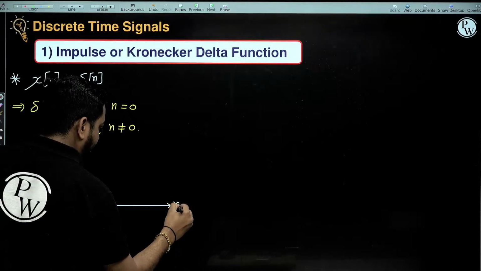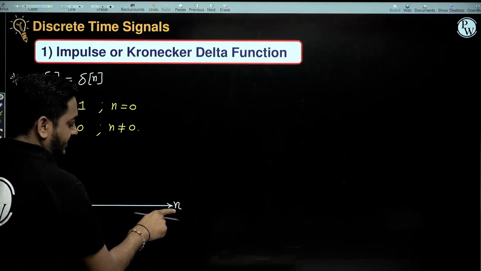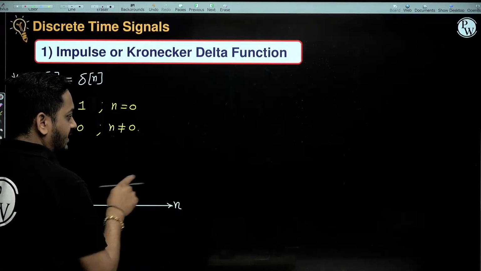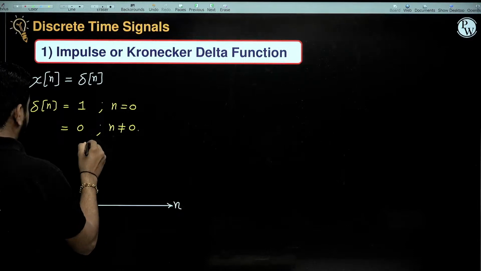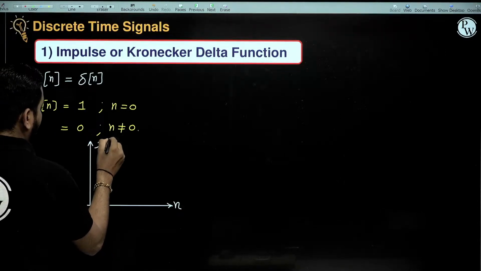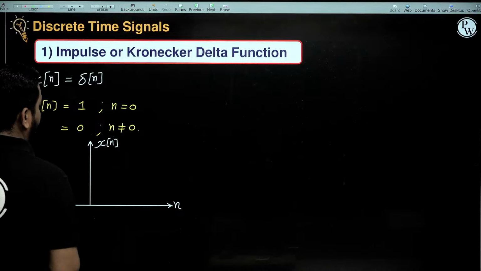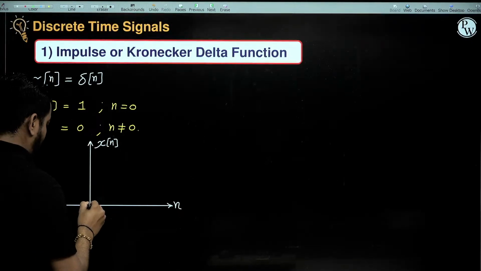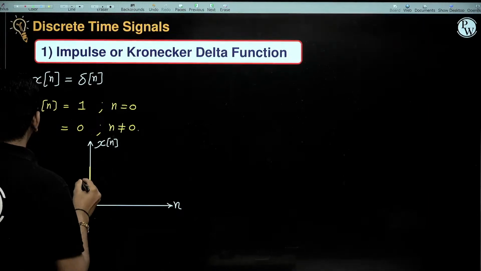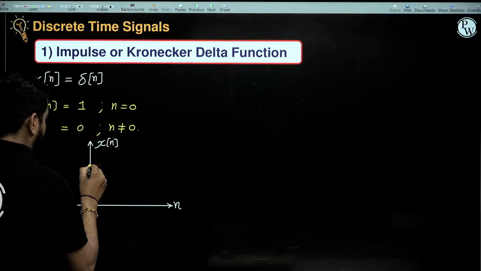On the x-axis n, only integer values of n, guys, only integers 1, 2, 3, minus 1, minus 2, minus 3 and so on. In discrete time, amplitude can be integer or non-integer. So here sample amplitude is 1 at n equal to 0. This is known as a sample in discrete time, guys.